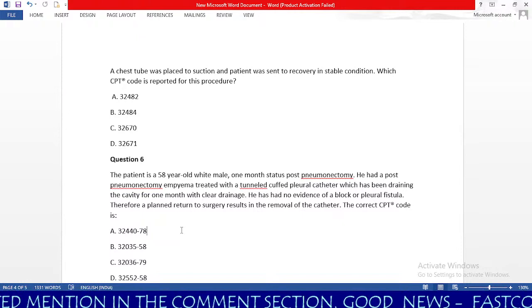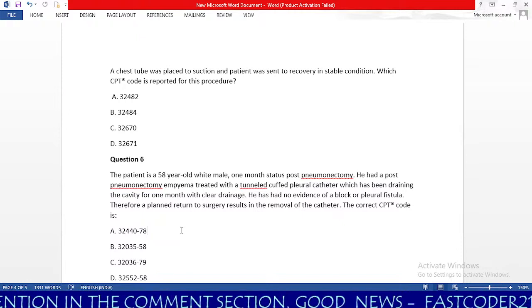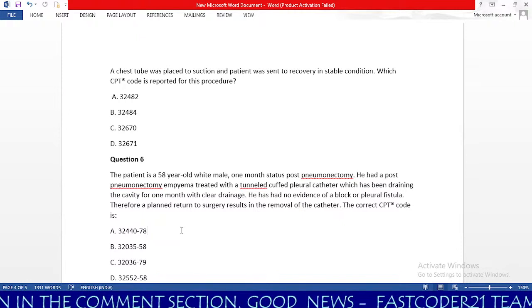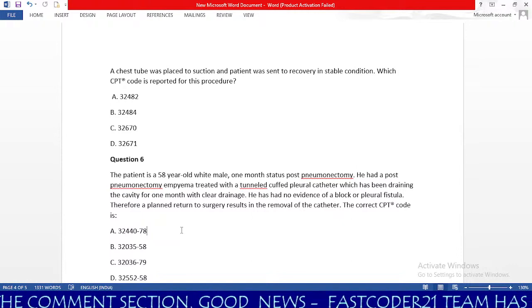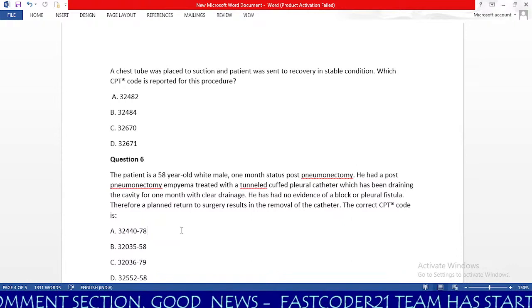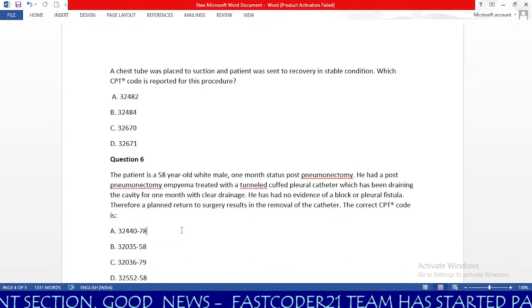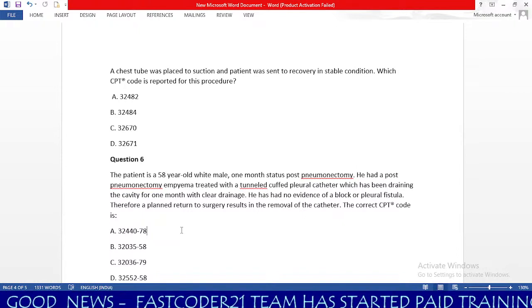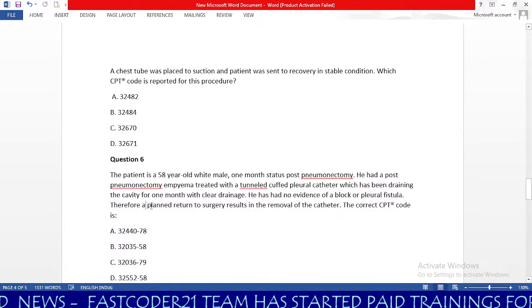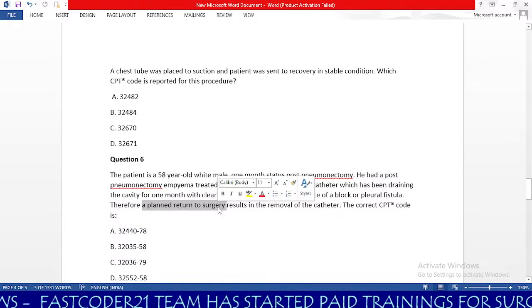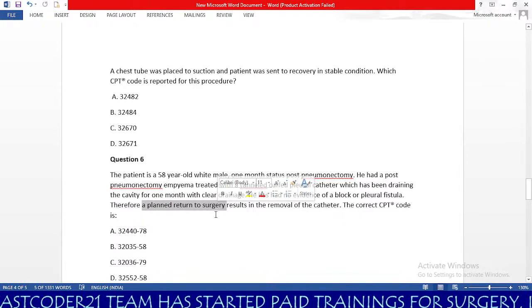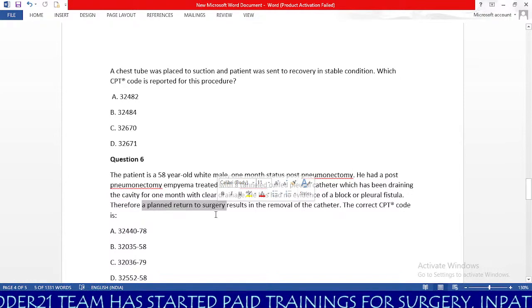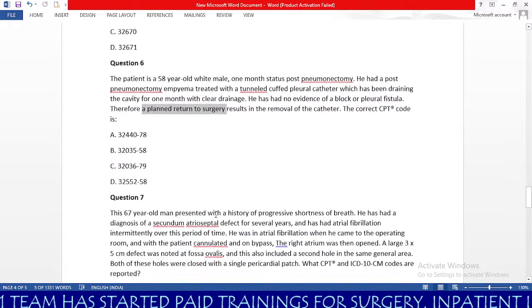D is the correct answer, Sarika. Why? It is a planned procedure, which is decided by the physician before starting this procedure. So here our answer is D, 32552 and 58 modifier. See here, planned is the keyword. Planned return to surgery is the keyword here. So go ahead and check question number 7.